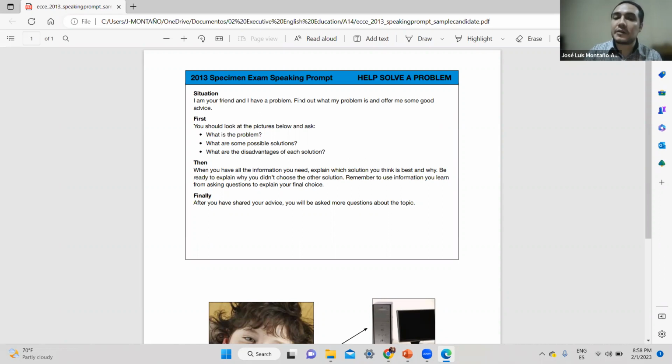And the same, what are the disadvantages of each solution? So you can ask something similar. Once again, you can add an embedded question, right? "Do you mind telling me," for example, or "Would you mind telling me what the negative aspects of those options are?" And that's it. So those are ways to ask that in different words.